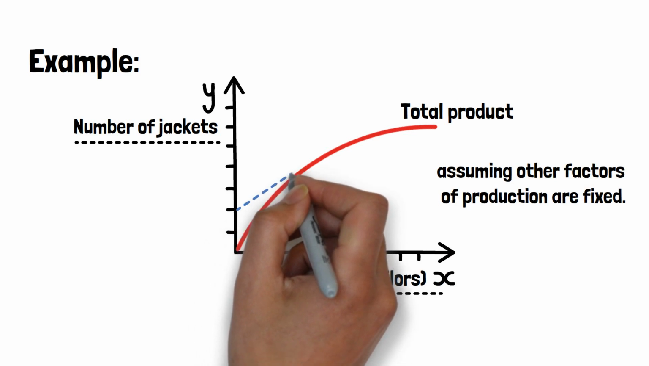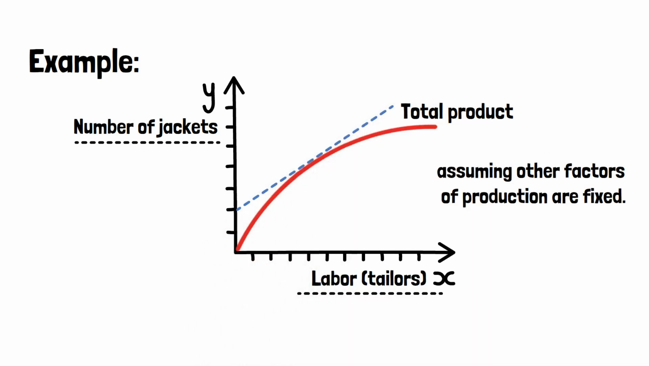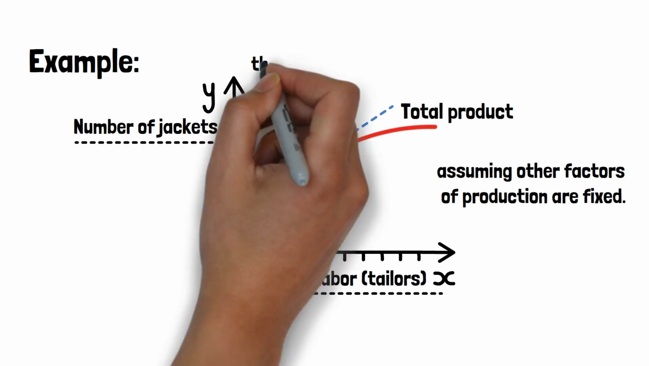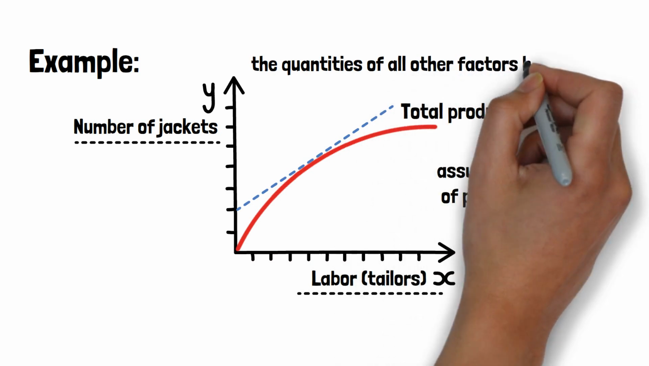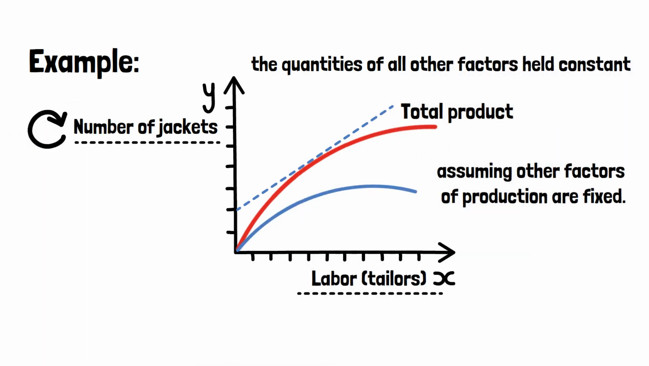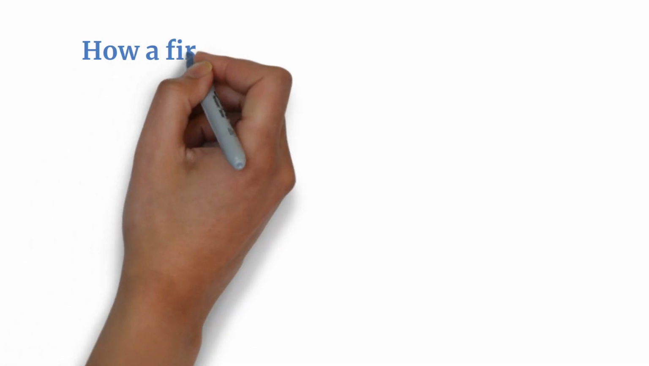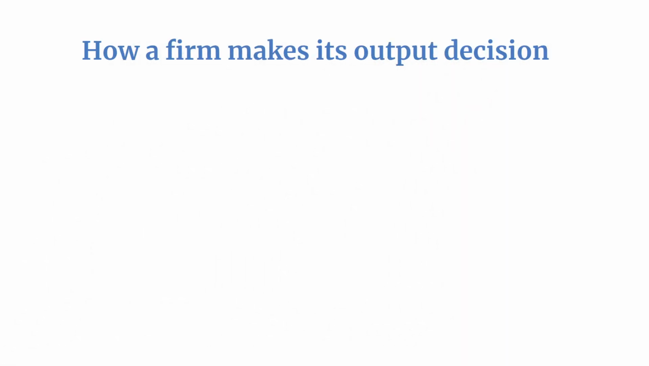The slope of a total product curve for any variable factor is a measure of the change in output associated with a change in the amount of the variable factor, with the quantities of all other factors held constant. The amount by which output rises with an additional unit of a variable factor is the marginal product of the variable factor. How a firm makes its output decisions.